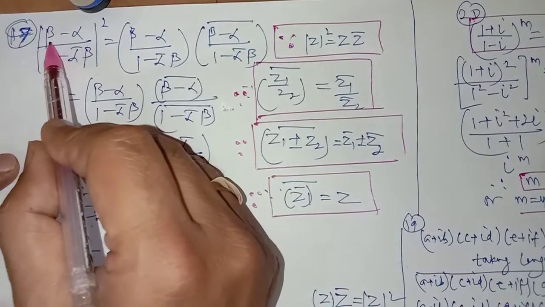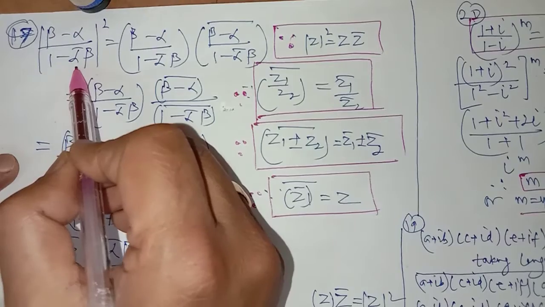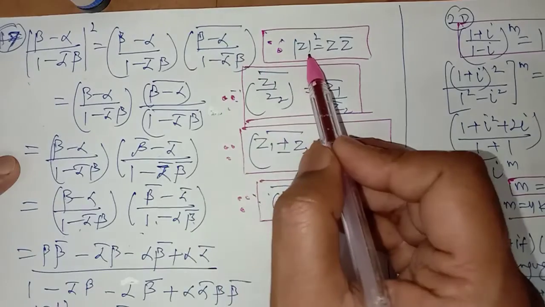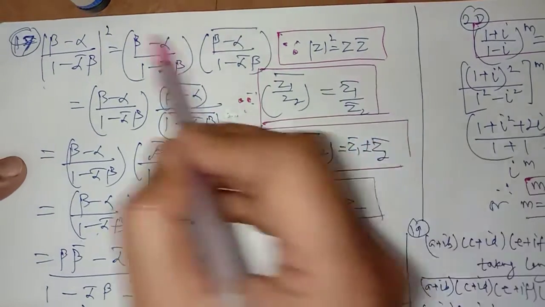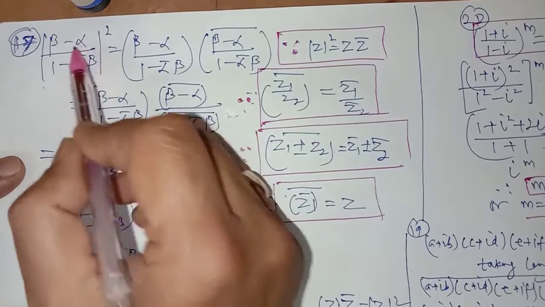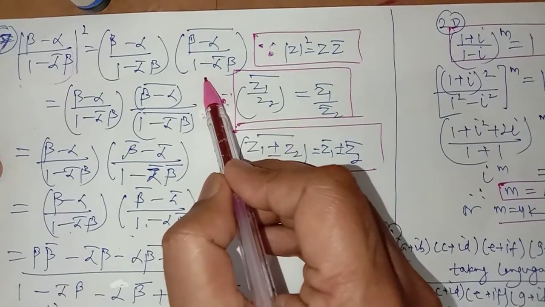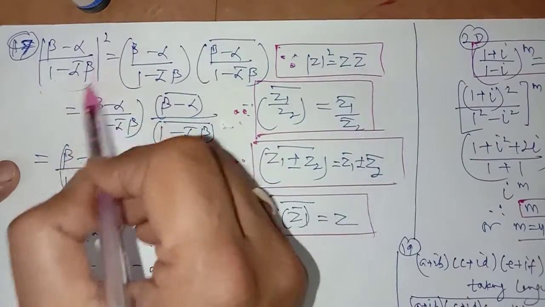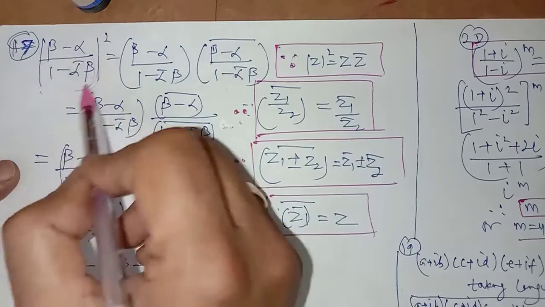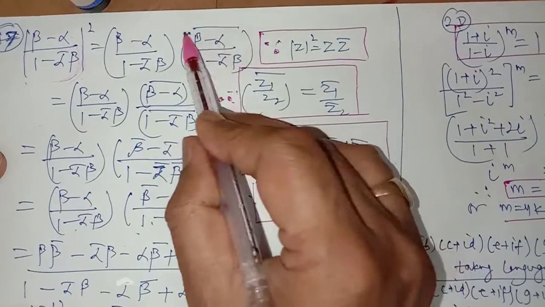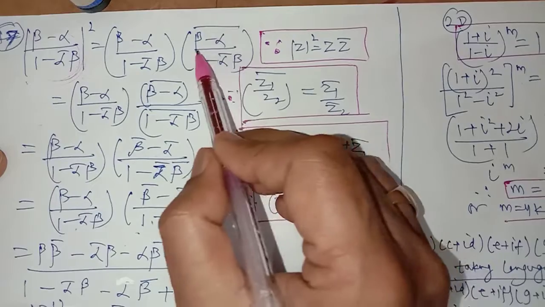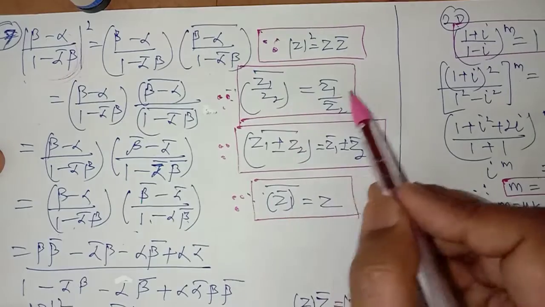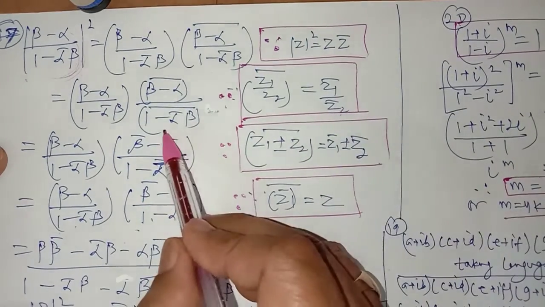Because you have to find the value of the modulus of (beta minus alpha) upon (1 minus alpha conjugate beta), you find the square of its modulus. Because we know that modulus z square is equal to z into z conjugate, the square of this modulus will be this into this conjugate. This is the sign of conjugate. Now because we have the whole conjugate, we can break it into individual modulus of this upon modulus of this, because we know that modulus of z1 upon z2 is equal to modulus z1 upon modulus z2.